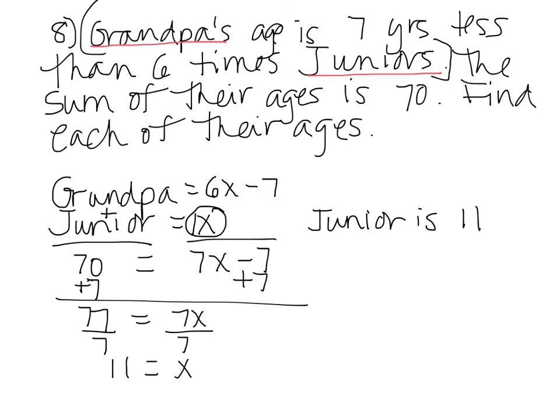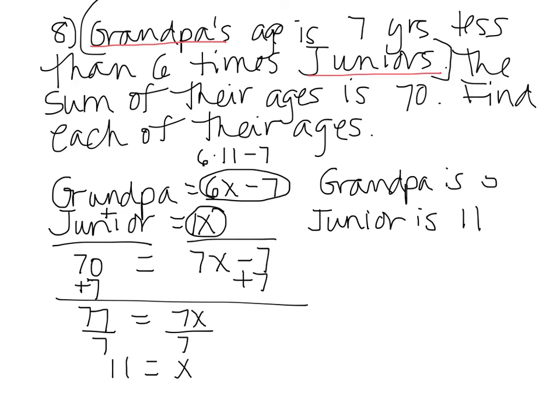Now, if I know that Junior is 11, I can do one of 2 things. I can evaluate this expression and say, we know that Grandpa is 6 times x minus 7, or 66 minus 7, making Grandpa 59. Or else I could have said the sum of their ages is 70. So if Junior's 11, the rest is 59. Either way, we said that Junior was going to be x, so when I've solved for x, I have Junior as 11. And that's how you do these.